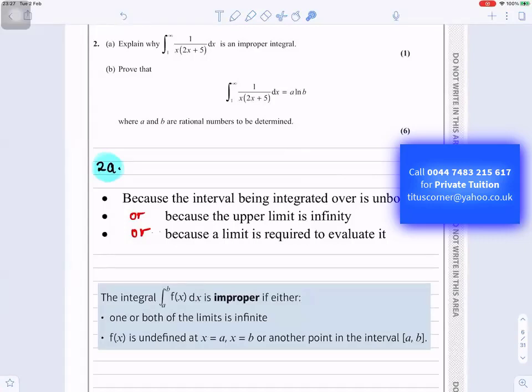So we can say the integral from a to b of f of x dx is improper if either one or both of the limits is infinite. And in this case, the upper limit is infinite. So one of them is infinite. Or f of x is undefined at x equals a and x equals b or another point in the interval. So one of the limits is infinite.